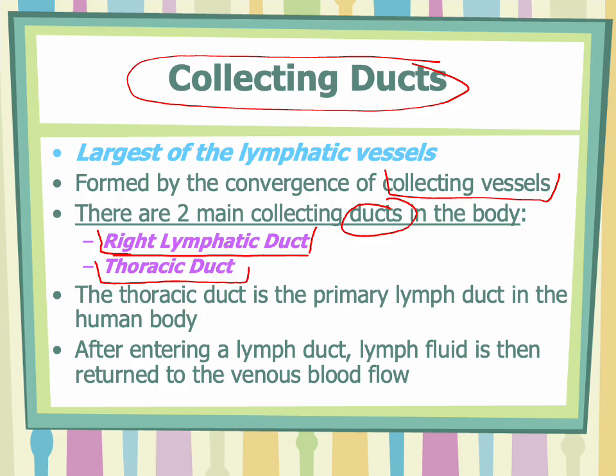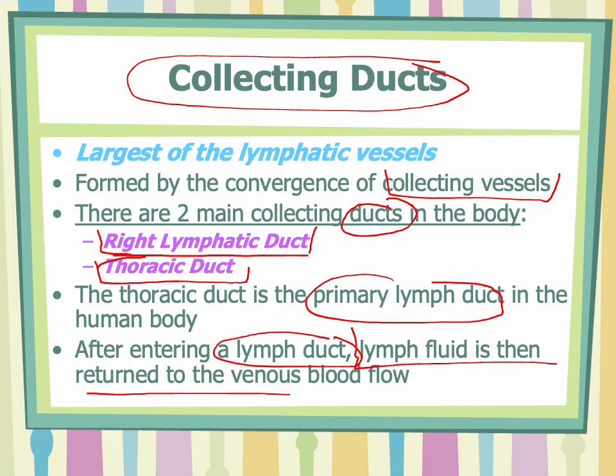The thoracic duct is the primary lymph duct in the human body. Okay? Why? We're talking about this guy. It's the primary because this guy basically drains the left side of the face, left side of the neck, and the rest of our body, with the exception of the right side of the neck, right side of the head, and the right upper extremity, and the right portion of the thorax. Okay? After entering the lymph duct, the lymph fluid is then returned to the venous flow. Okay? Doesn't go straight to the heart. It drains to the venous flow.